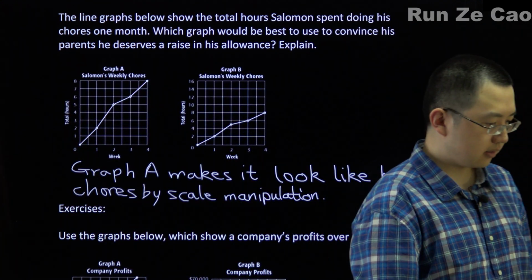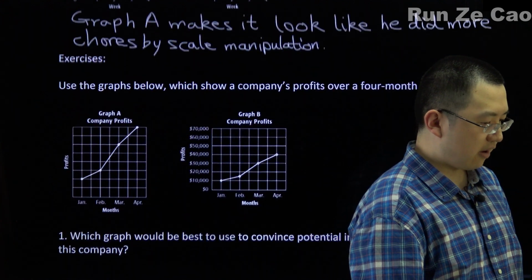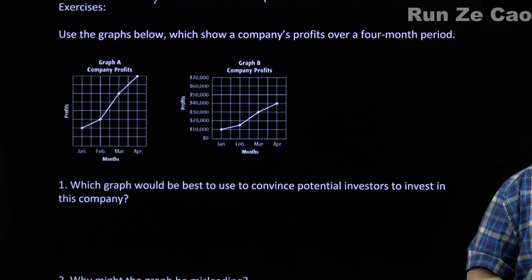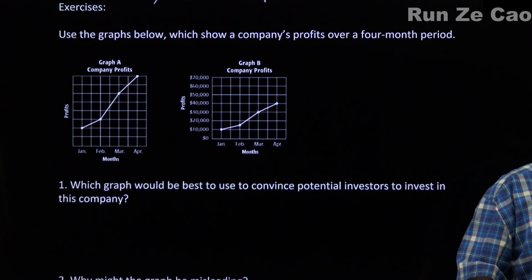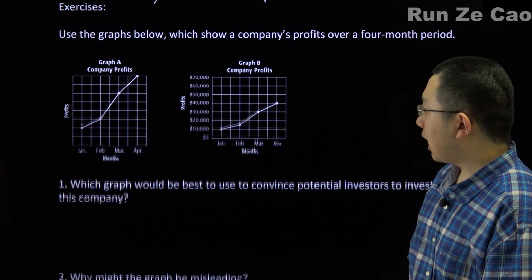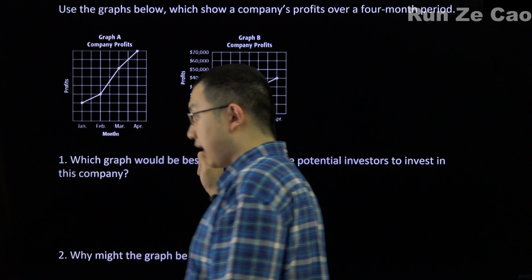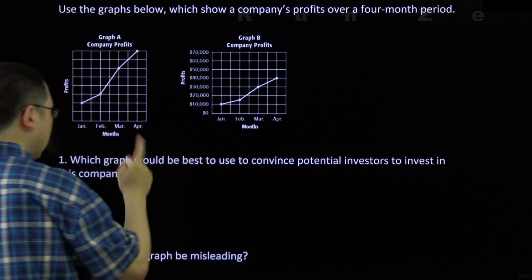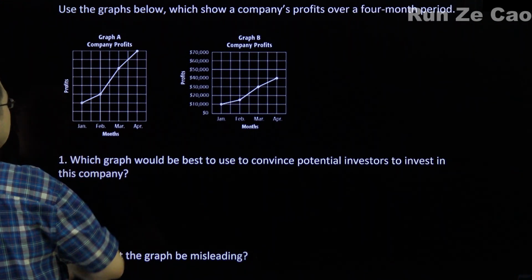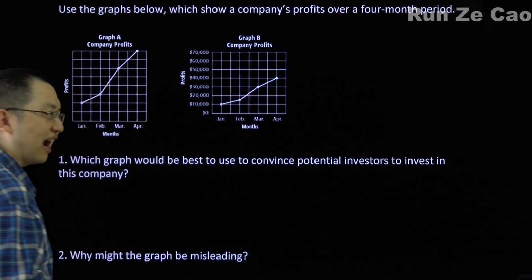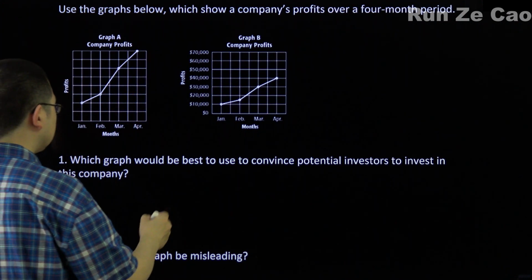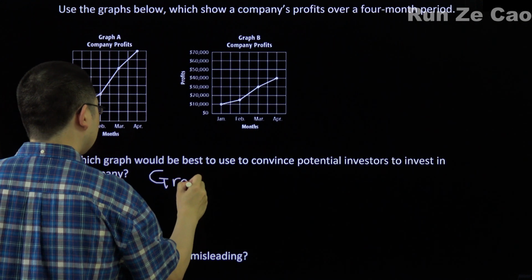So, exercises. Use the graphs below which show a company's profits over a 4-month period. Which graph would be best to use to convince potential investors to invest in this company? I would argue that graph B is actually better. Why? Because potential investors are not that easily swindled when they don't see units on your profit axis. But obviously the point of the question is supposed to be graph A.